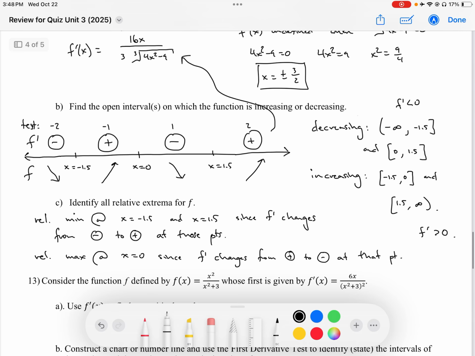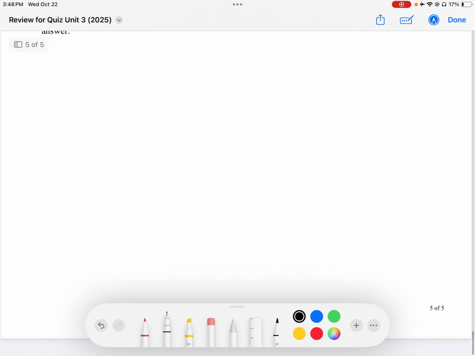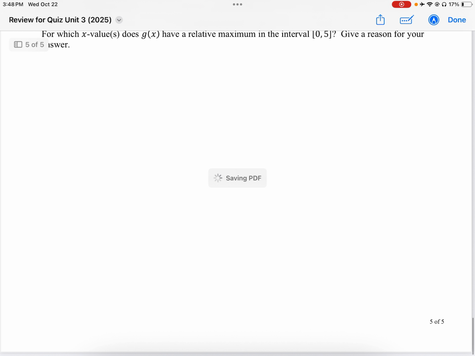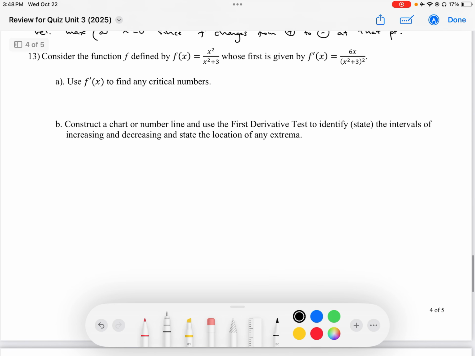Okay, I wonder how much longer this is going to go. Not too much longer. Saving PDF. I've only got a couple more. Now it's taking longer though because it's saving. A couple more problems here.